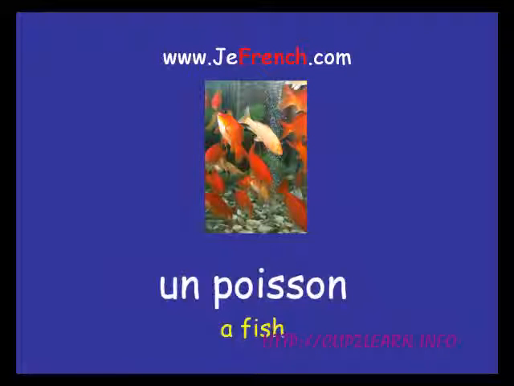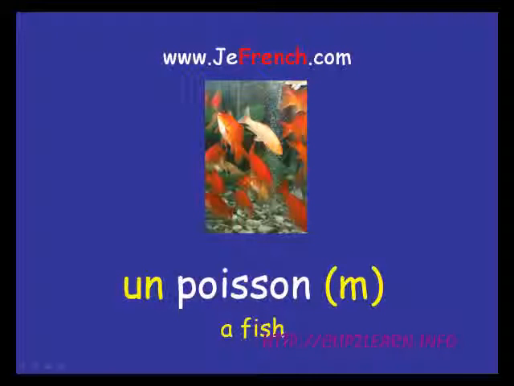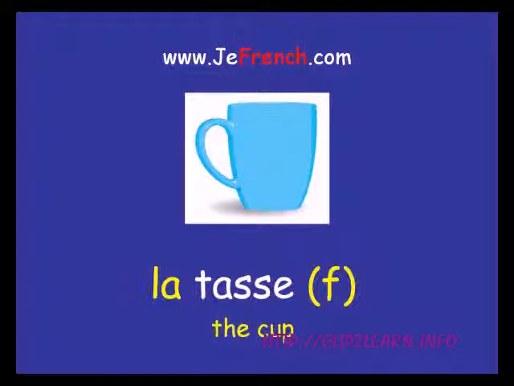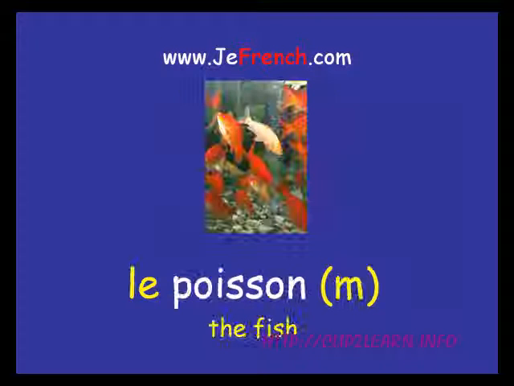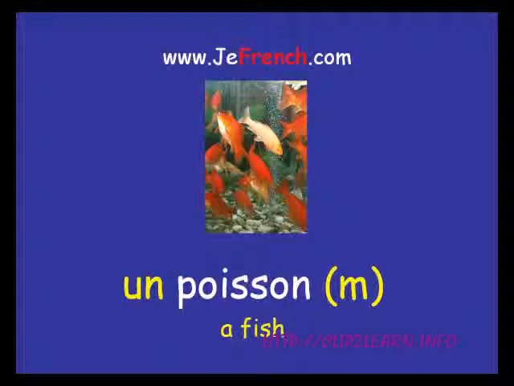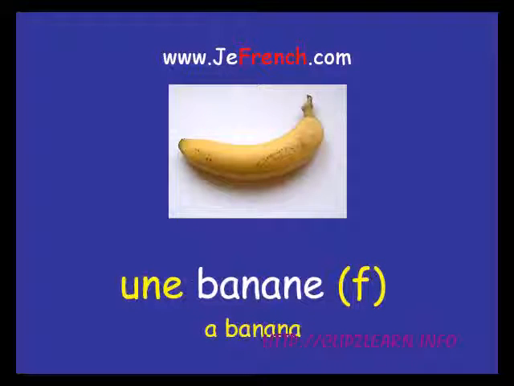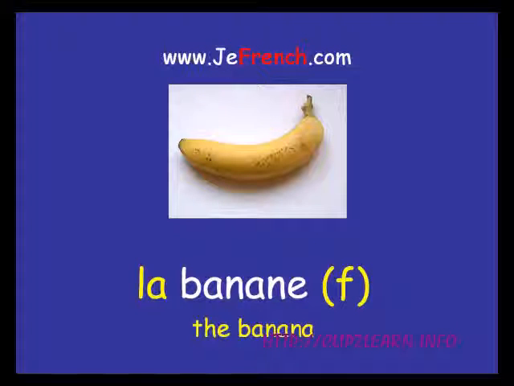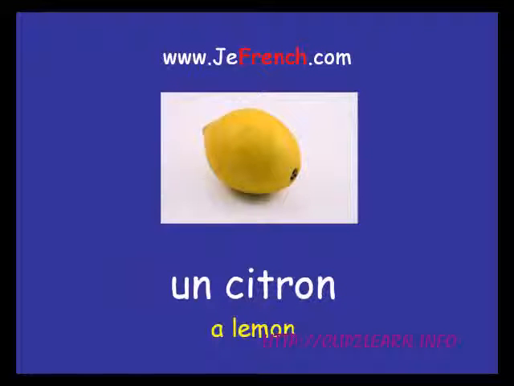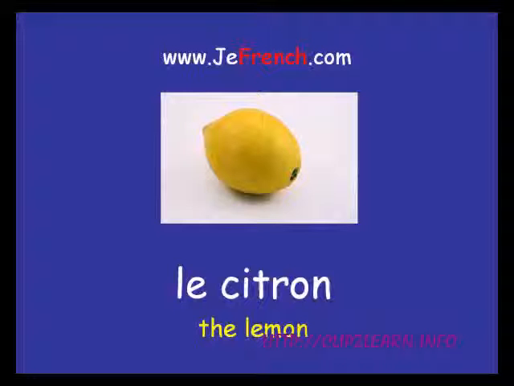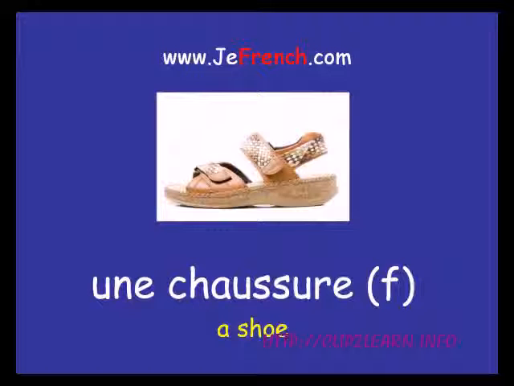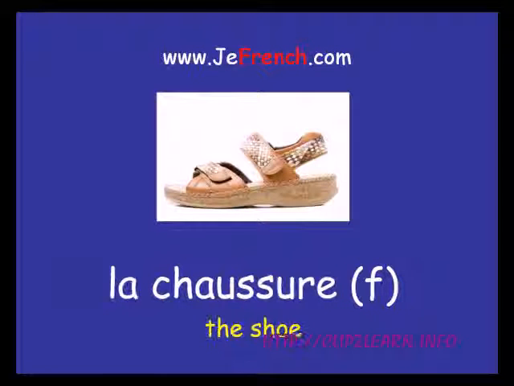A fish, un poisson. So un poisson is masculin. A fish is masculin in French. La tasse, une tasse. Le poisson, un poisson. Une banane, a banana, féminin. La banane, the banana. Un citron, a lemon. Le citron, the lemon. Une chaussure, a shoe. La chaussure, the shoe.